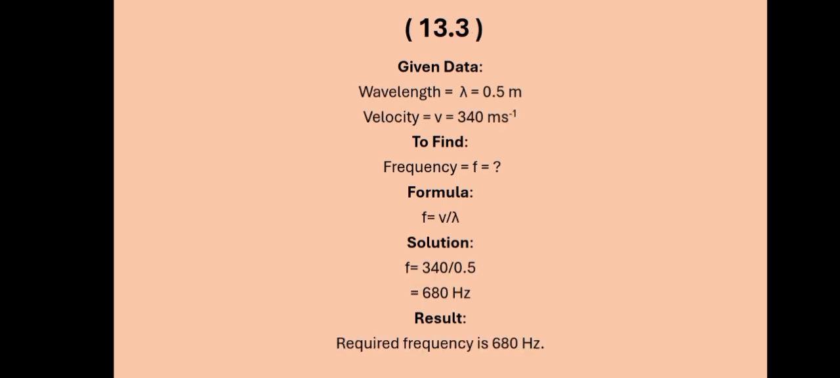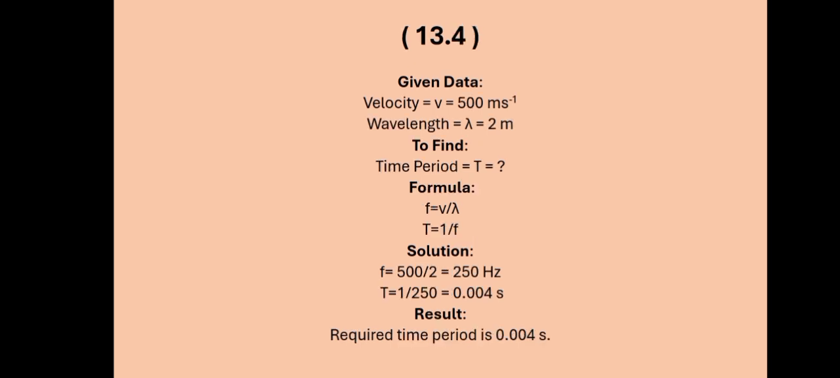Now move to the next numerical 13.3. Given data, wavelength and velocity are given. Wavelength is represented by lambda and the velocity is denoted by small v. To find, we have to find out the frequency. The same formula will be used here. F is equals to v over lambda as we have used in numerical number 1. V और lambda दोनों को डिवाइड करेंगे and we will get the value of the frequency, that is 680 hertz. The result is required frequency is 680 hertz.